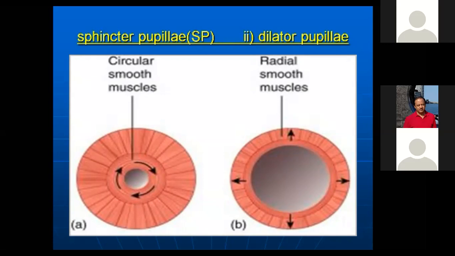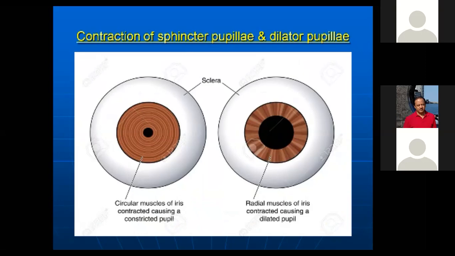Now, next slide. You can see when the circular muscles of the iris are contracted, they give rise to a constricted pupil. And similarly, when the radial muscles of the iris are contracted, they give rise to a dilated pupil. So now you come to know how the drugs cause constriction or dilatation of the pupil by acting either on the sphincter pupillae muscle or the dilator pupillae muscle.